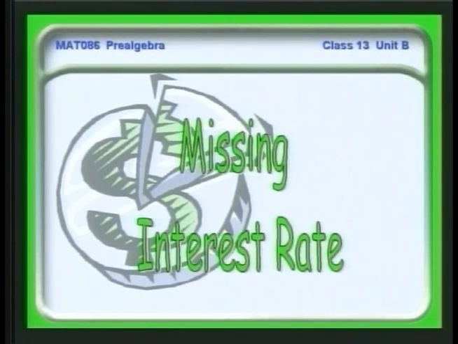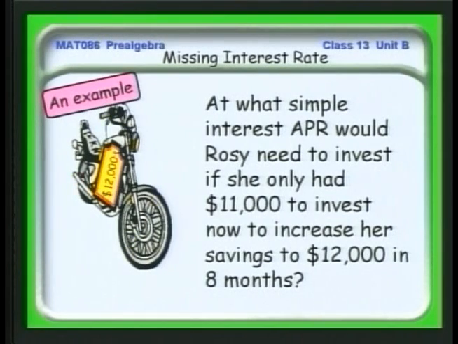Now, let's change perspective again, and suppose we're looking for a missing interest rate given the rest of the information. Let's use Rosie again as an example and turn this problem around. We ask, what simple interest rate, if she had $11,000, would get her to the $12,000 in 8 months? Boy, that's going to be quite a bit of interest because she needs to get it pretty fast. She wants her $12,000 only in 8 months. The bank may not pay that.